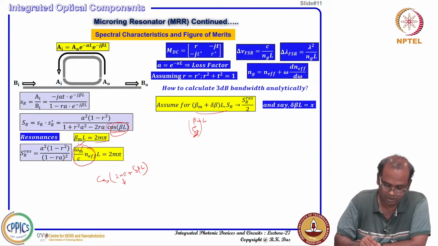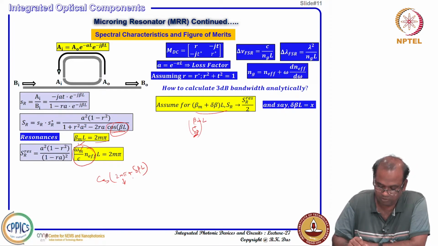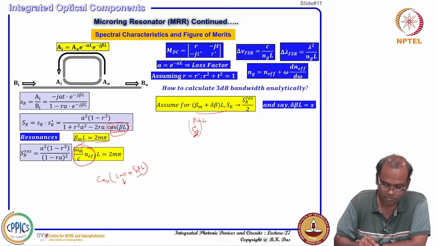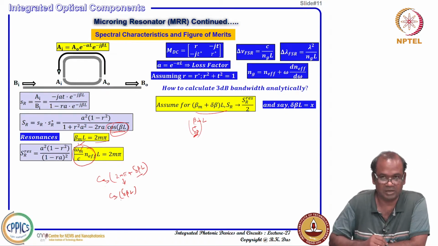This will be 2 m pi plus delta beta L, because you have detuned from the 2 m pi corresponding to the mth frequency. Now, with the frequency detuned a little bit, you are supposed to get a little bit of delta beta change, because omega is there. So in that case I can write this exactly equal to cos delta beta L, because cos of 2 pi plus theta is cos theta.